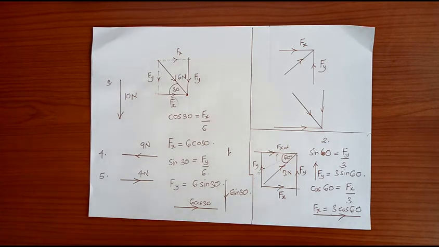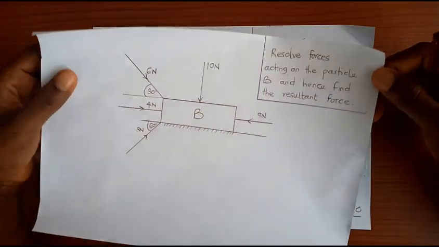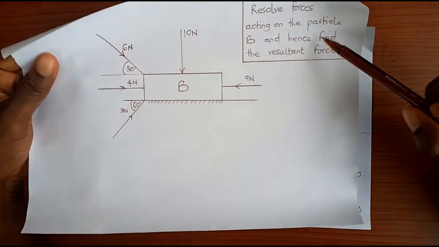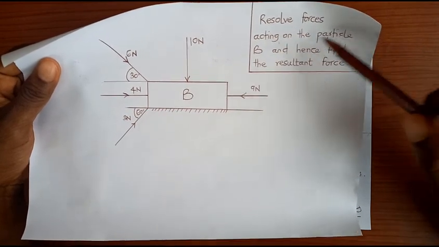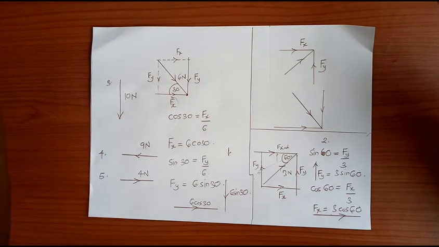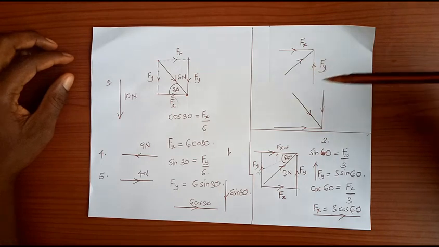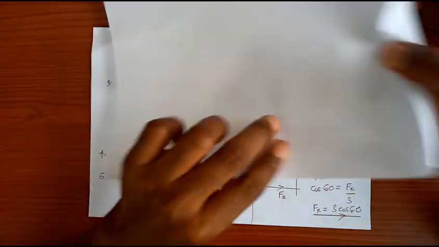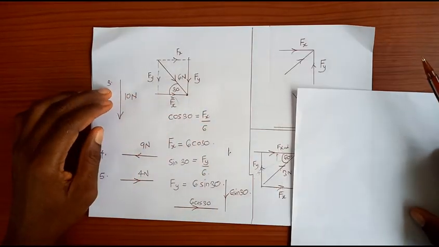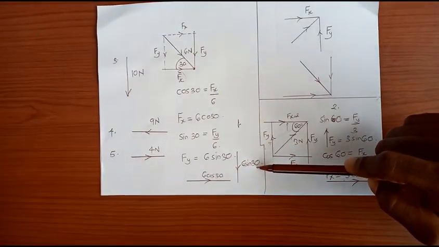Now that we understand what components of a force are, let's proceed and solve the first part of the question. We're told here to resolve the forces acting on the particle B. So we now have the components of the force, which means we've resolved all the forces. We've done the first part of the work, but we need to proceed further and simplify it. So what did I have here? I had 6 sine 30 here.